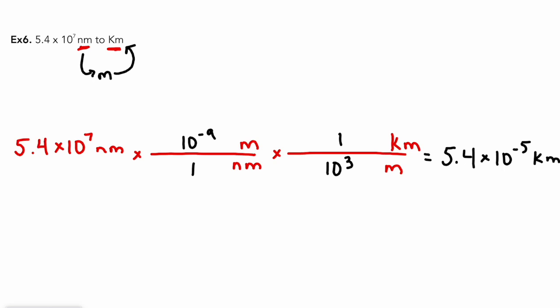Doing a quick check because I think I forgot to do this before. 5.4 has 2 sig figs. 5.4 still 2 sig figs. I included my final units, which are kilometers, and I'm good to go.